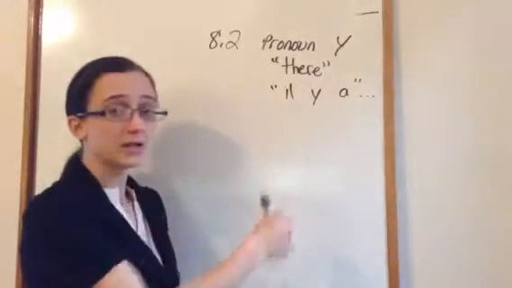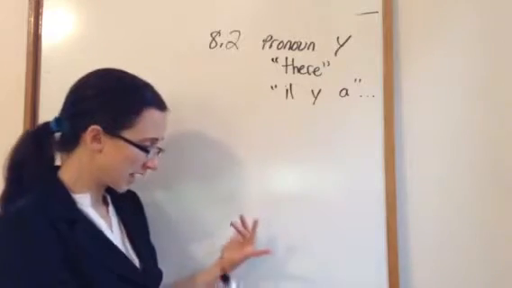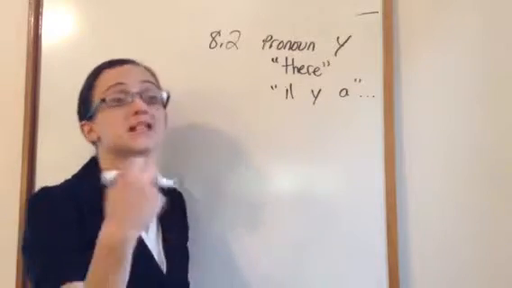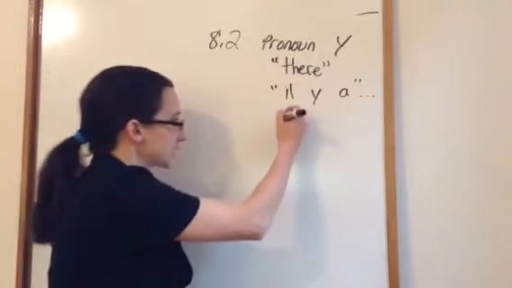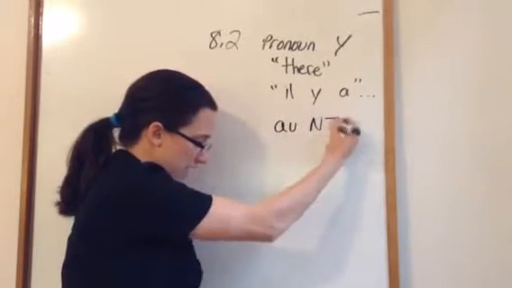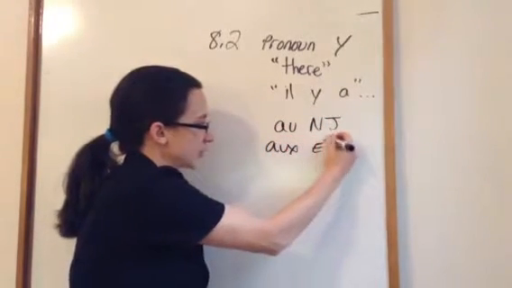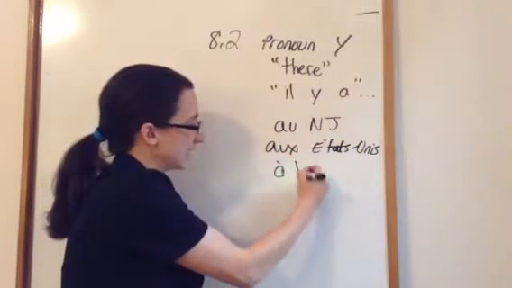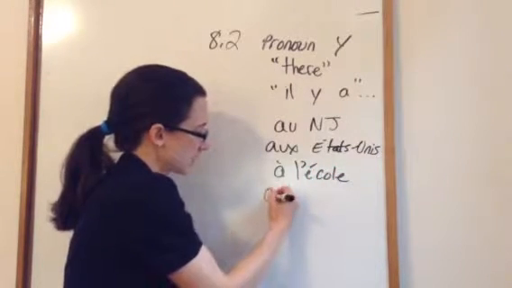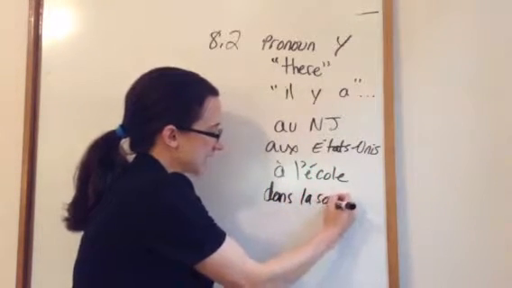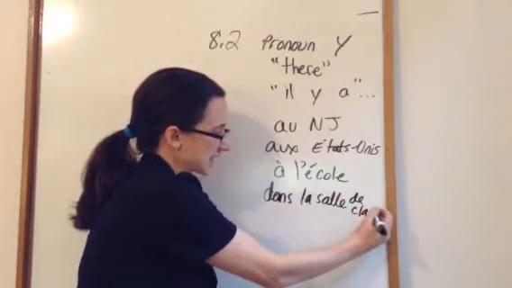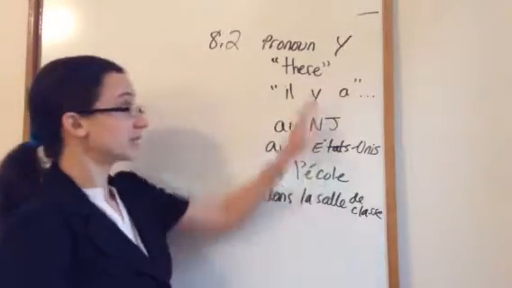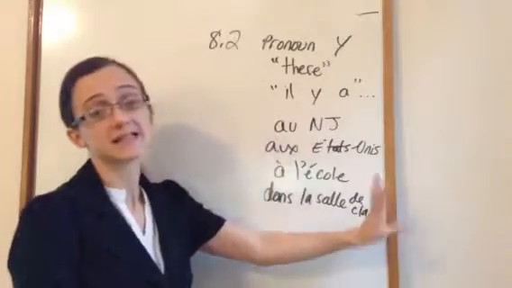We use the y to replace a preposition. Remember, a preposition is like to, in, on, under, behind, plus the place that goes with it. So, for instance, we have au New Jersey, aux États-Unis, à l'école, dans la salle de classe. So we have our prepositions, and then we have the places associated with them. So the y is going to replace these in the sentence.